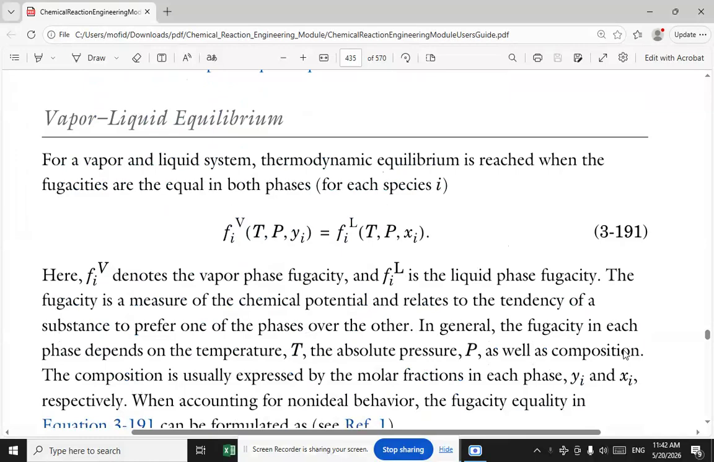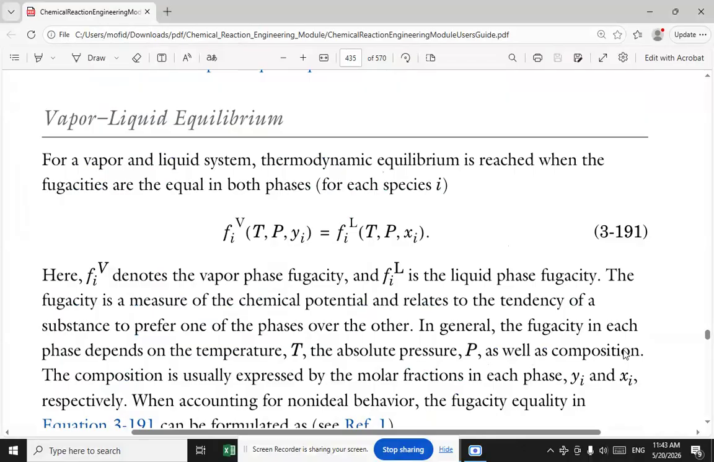For a vapor and liquid system, thermodynamic equilibrium is reached when the fugacities are equal in both phases for each species i as follows. Here f_i^V denotes the vapor phase fugacity, and f_i^L is the liquid phase fugacity. The fugacity is a measure of the chemical potential and relates to the tendency of a substance to prefer one of the phases over the other.